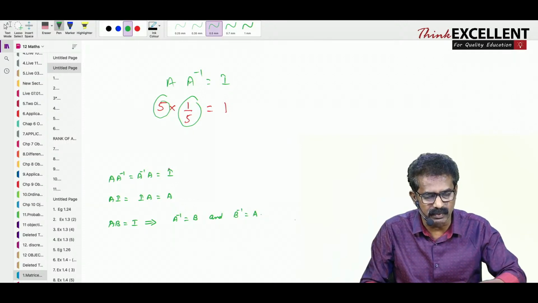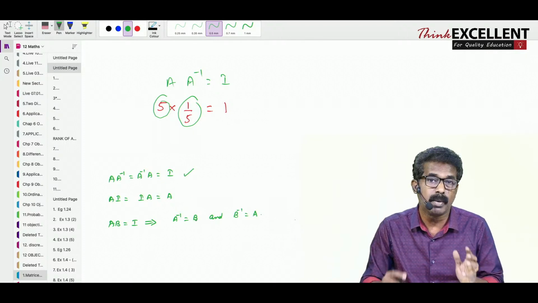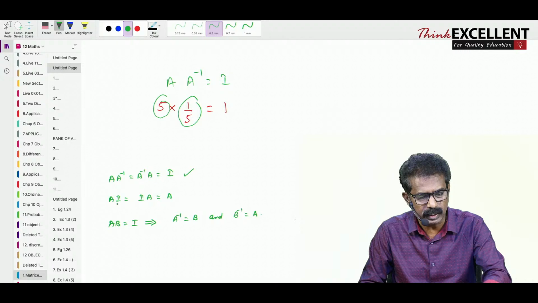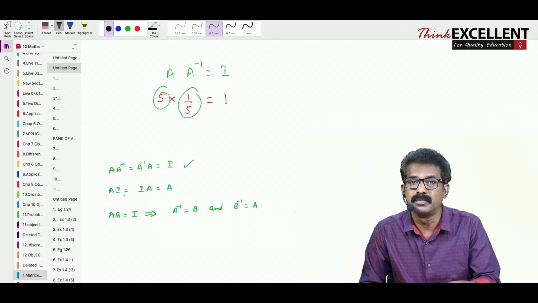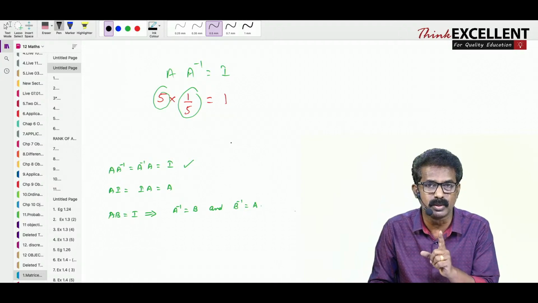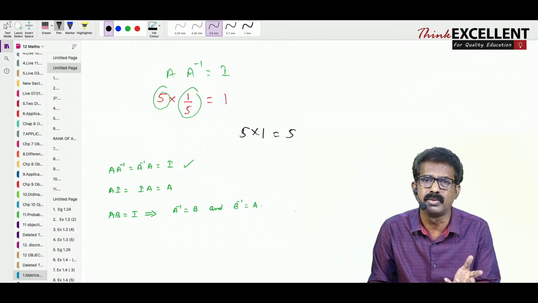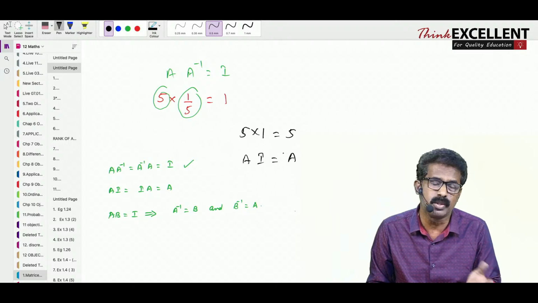Okay, that is the first result. Hope you are thorough with that. Understand this well. Some sums you can do easily, but if you understand the concepts thoroughly, then you can do any question. Okay, second result, please listen. A into I. I is like 1. You know 5 into 1 is 5. The same applies here. A into I, your answer is A. That's all. Then you won't make any mistake.